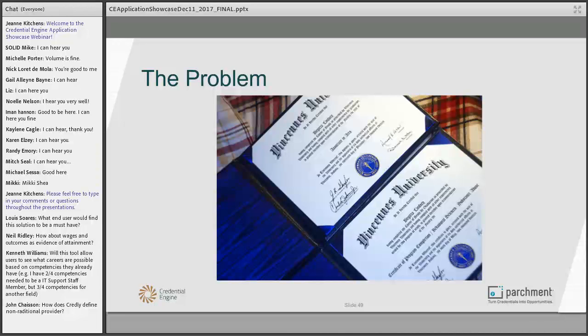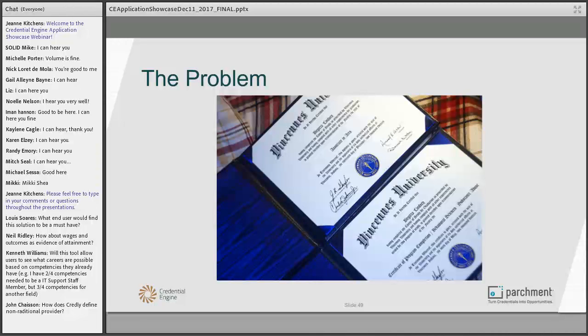The problem Parchment helps solve is that traditional credentialing is limited. Credentials issued on paper generally aren't provided in real time. In this demonstration, we'll talk a little bit about Vincennes University in Indiana as an example of how an organization can enhance their credentialing along with Parchment and the integration with Credential Engine.